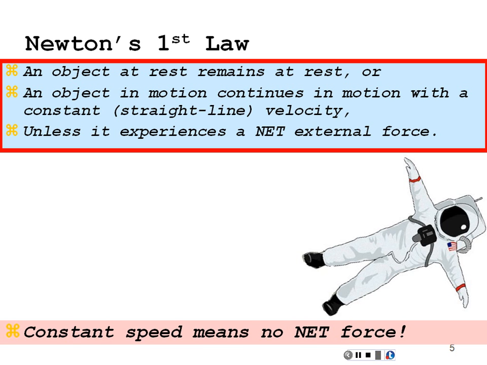So if you're driving down the road at 55 miles per hour in a straight line, constant velocity, the net force on you is 0 at that moment. So whatever the engine is supplying, propelling you down the road, and whatever friction in the air and on the road is working against you, your net force is 0 at that moment.